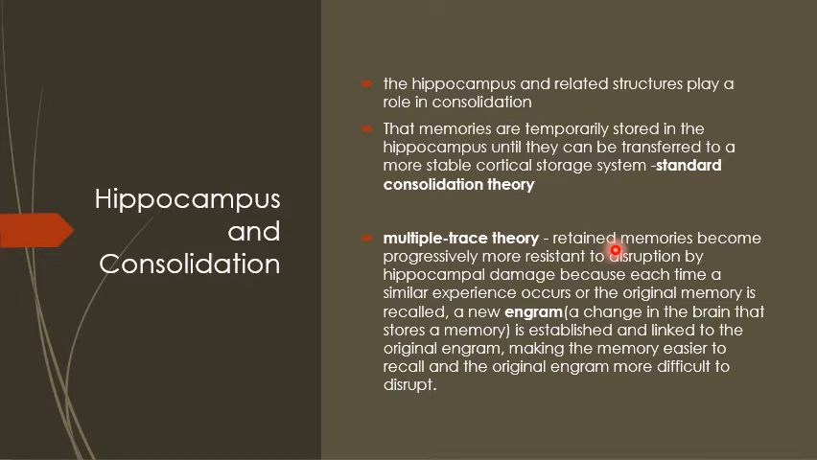Multiple trace theory states that retained memories become progressively more resistant to disruption by hippocampal damage because each time a similar experience occurs, the original memory is recalled and a new engram, or a change in the brain that stores a memory, is established and linked to the original engram, making the memory easier to recall and the engram more difficult to disrupt. So as time passes by, especially if you use certain information or memory, then synaptic connections will be strengthened. So that's according to the multiple trace theory.